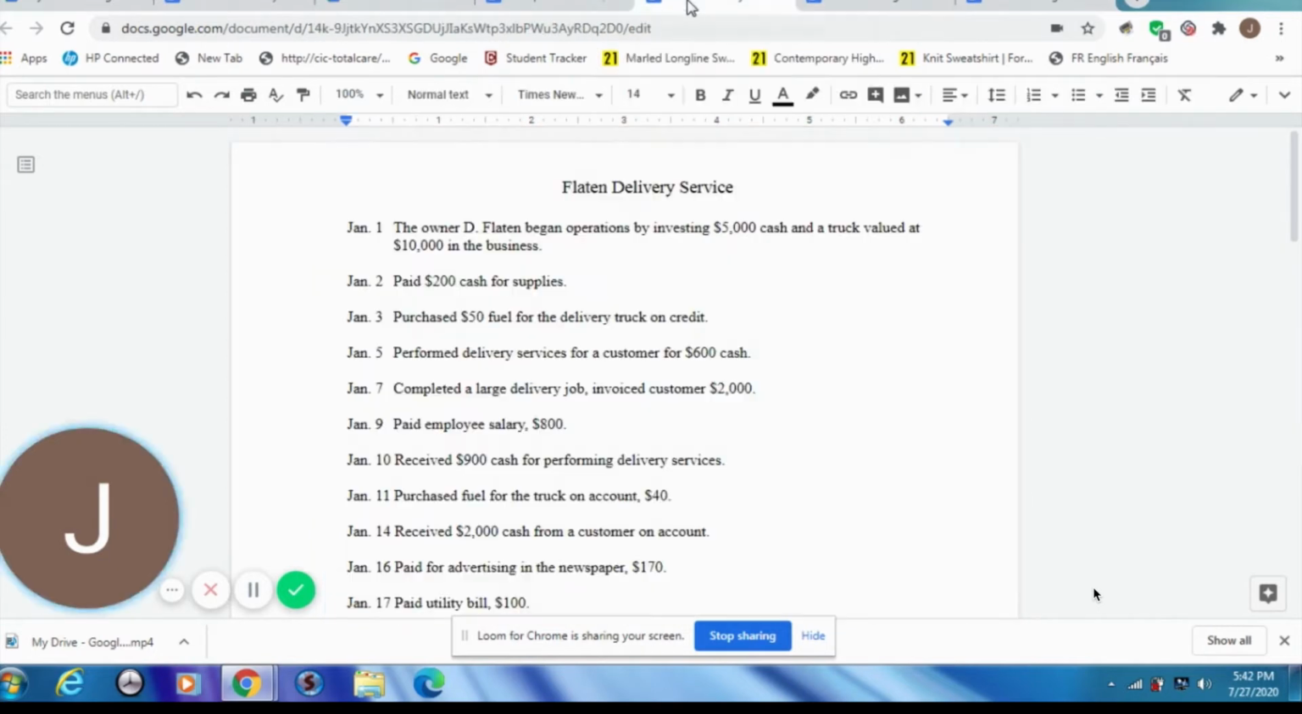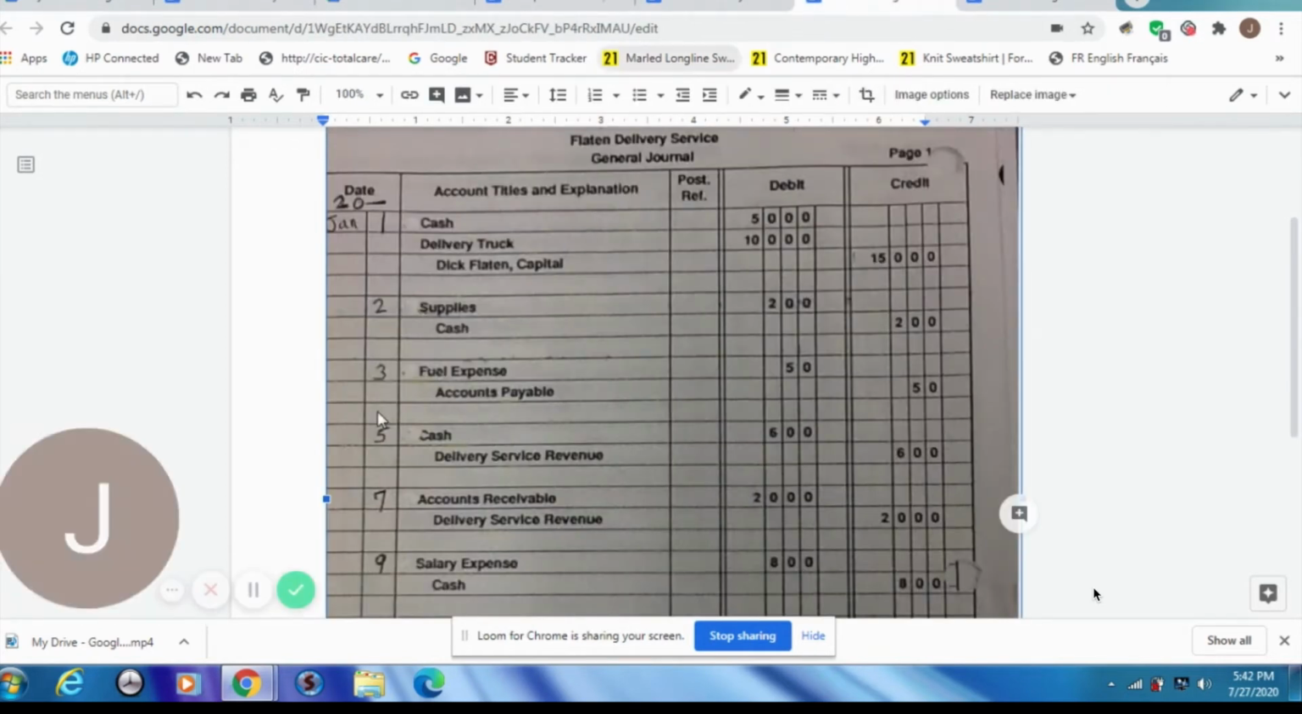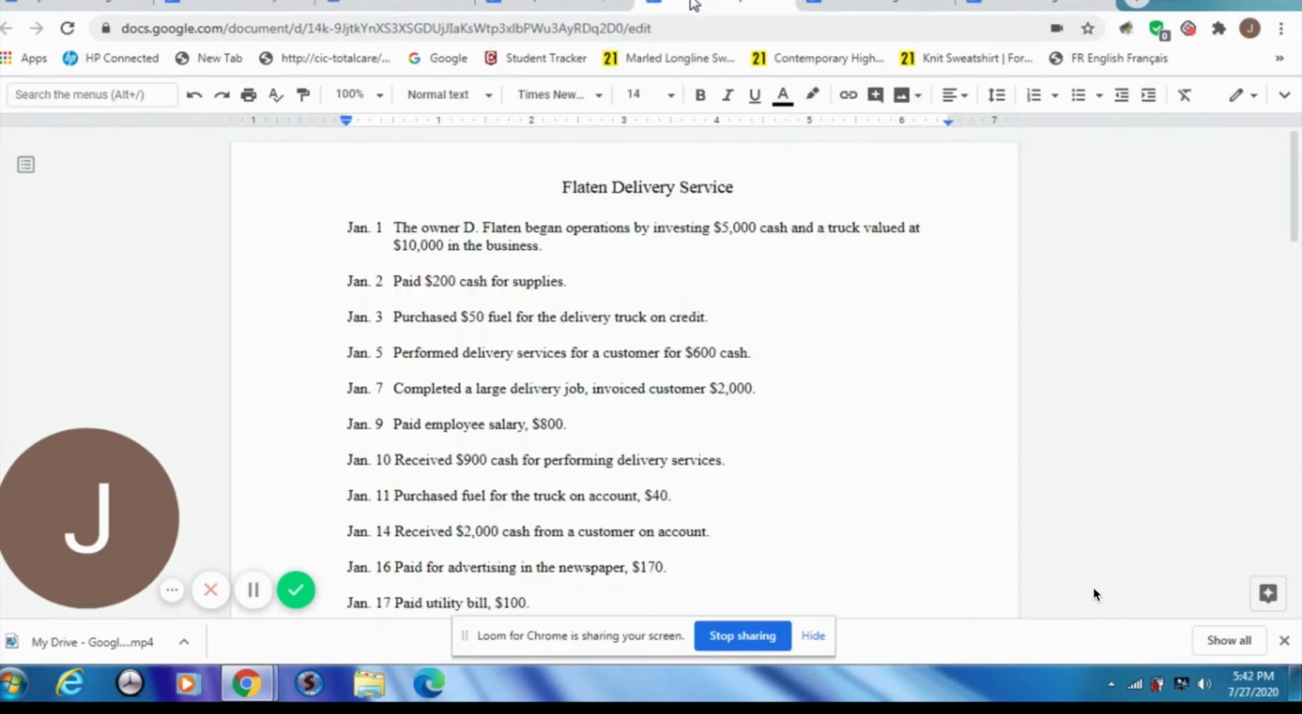So the transaction on our previous page here that comes next on January 5, it says perform delivery service for a customer for $600 cash. So what we're doing here is we are making a sale. We're selling our service, and it's for $600, and we are getting cash on the same date. Okay. So let's go to our journal, and we'll date it the 5th of January, and we'll debit cash, $600. And then we'll credit the revenue account, delivery service revenue, $600. Okay, and that's that transaction, cash sale. Okay, we leave a blank line here.